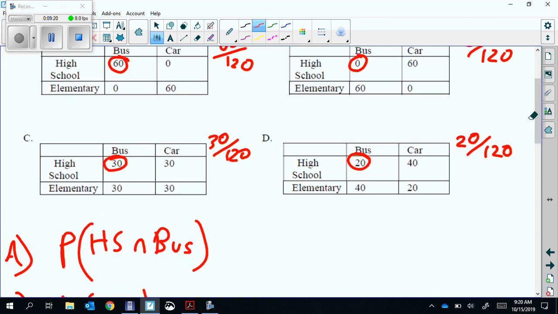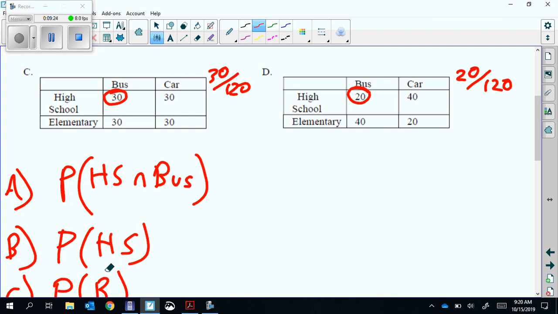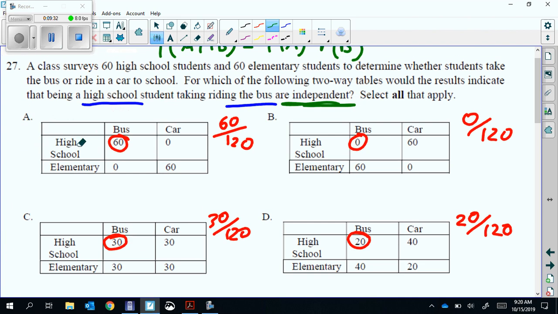That needs to be the same as these other two probabilities multiplied together. So now let's do this one. I'll do this one in green. Probability of being a high schooler. How many high schoolers did they ask total here? That's 60 out of 120, half. Here we had 60 high schoolers out of 120. Here, total high schoolers, that was 60. And this one's also 60.